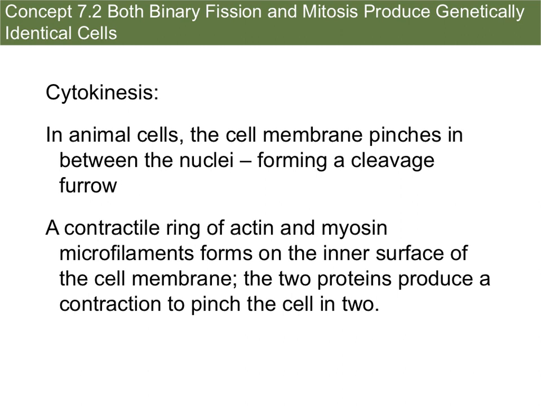Once mitosis is finished and there are two nuclei for the two new daughter cells, then the cytoplasm can be split in a process called cytokinesis. Now, in animal cells, the cell membrane is going to pinch in between the nuclei, forming what we call a cleavage furrow. As that pinches, it's caused by this contractile ring of actin and myosin, which are microfilaments that form on the inner surface of the cell membrane. As that ring contracts, the two proteins are going to pinch that cell into two.